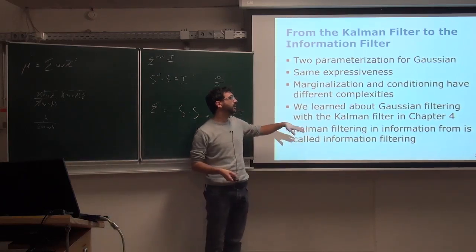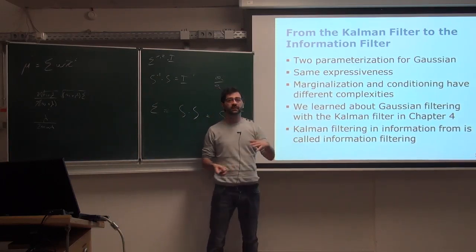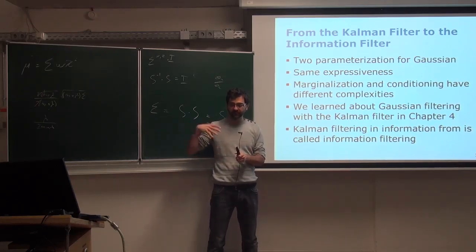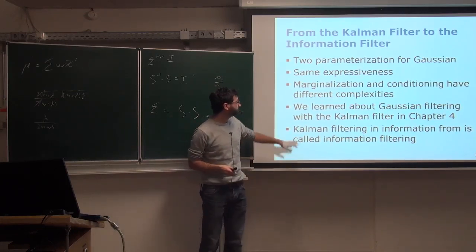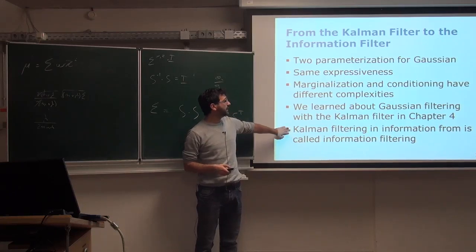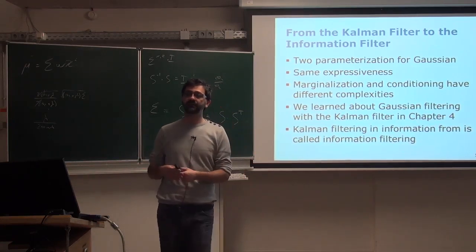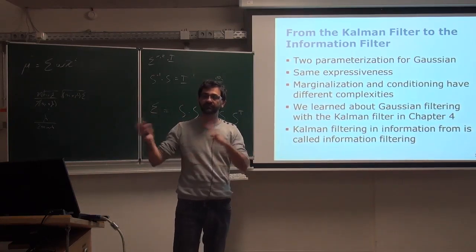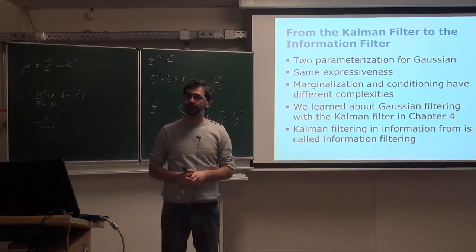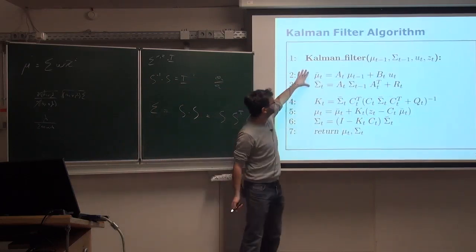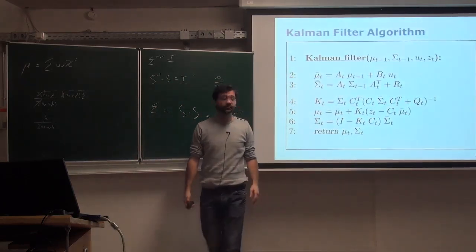Next week, we'll see how we can implement SLAM using a version of the information filter, which is called the sparse information filter. And we'll see that you can get more efficient by exploiting some structures in your problem. If you do Kalman filtering in information form, that's what you call the information filter. And you basically have the same set of equations, and you just replace conditioning with marginalizing, so the different equations for the different parameterization. So here is the Kalman filter, again, as we've seen so far.